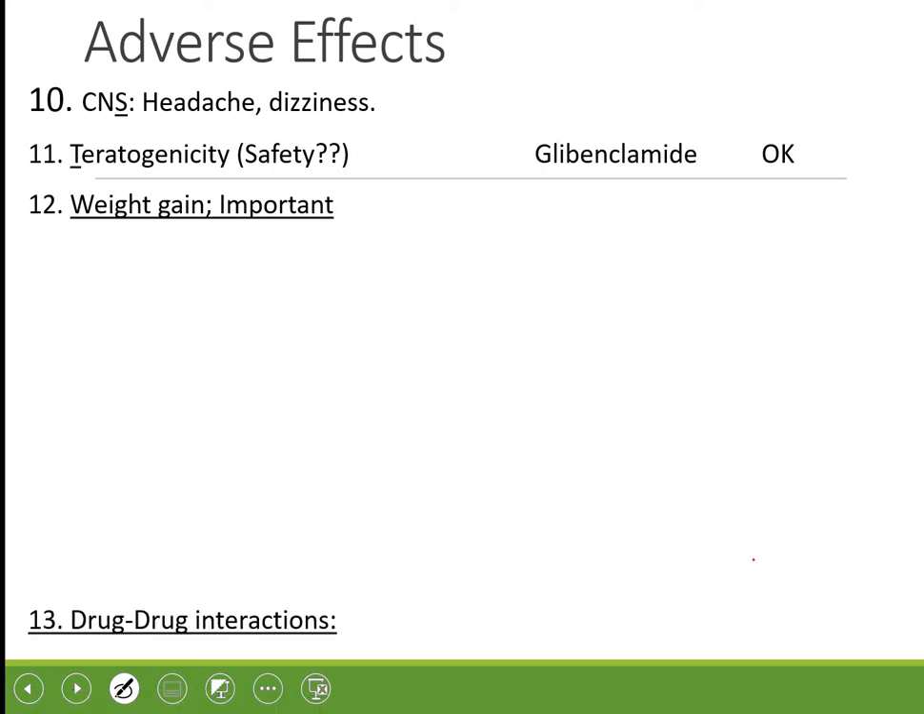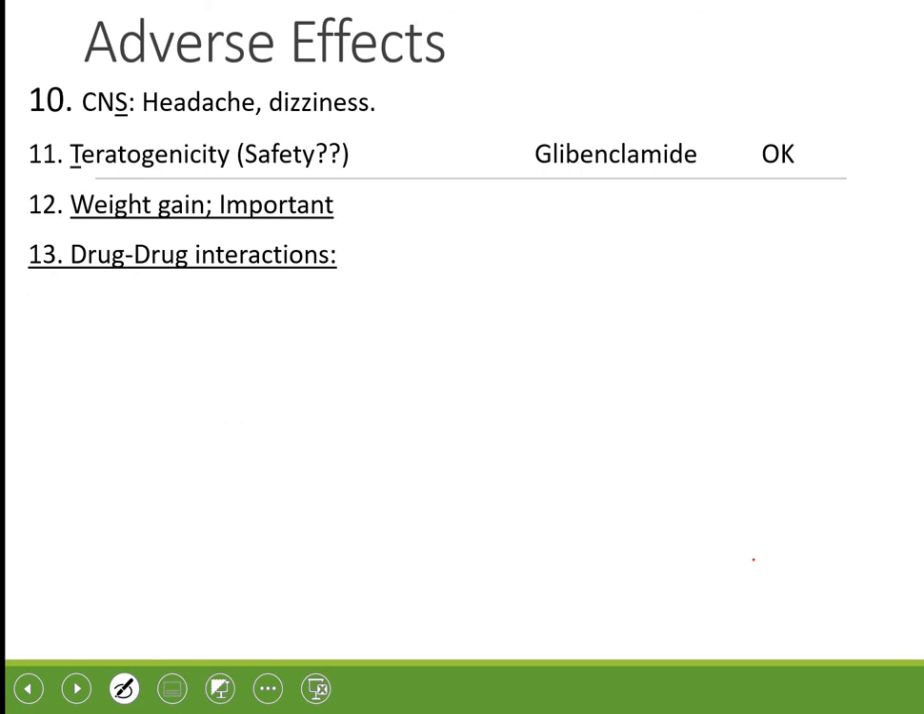Weight gain is again a problem because insulin carries the blood glucose from the blood to the muscles and to the liver. You see, there is at least 2 to 5 kg. From 2 kg to 5 kg weight is increased within 2 months with the sulfonylureas, if your patient is managed with a sulfonylurea.